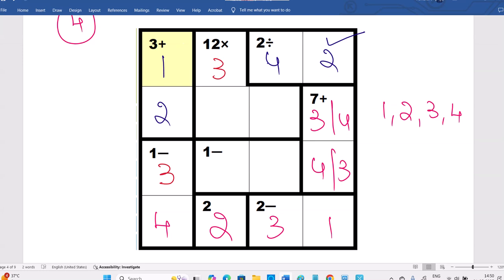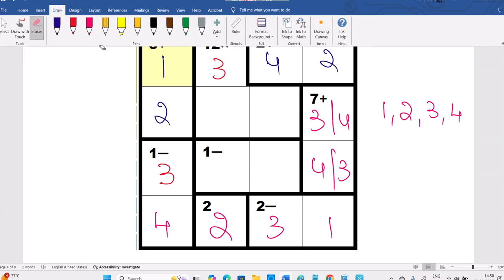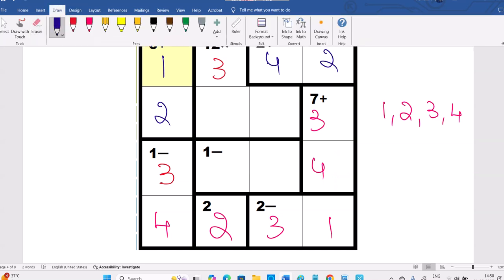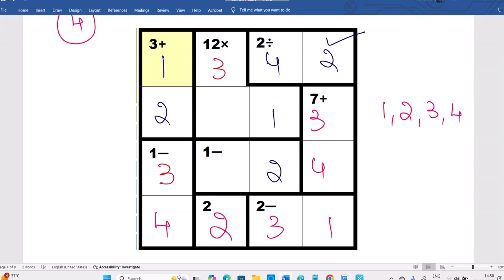Now what is the possibility? Product should be 12. 3 is already taken. It should be 1, 4 or 4, 1. Yeah, 1, 4 or 4, 1 is the dilemma. But 1 and 4 are already fixed here. This right side should be 3, right? Now here 1 and 4 is fixed. Product should be, yeah, this should be 3, 4. That's what, one by one, we are eliminating. Next, here 2 cannot come, 2 should be here. This should be 1.